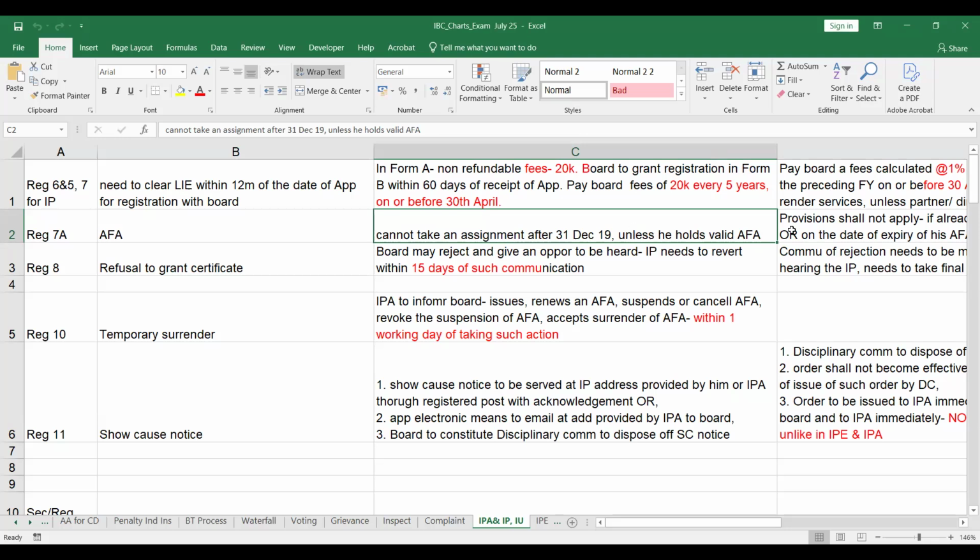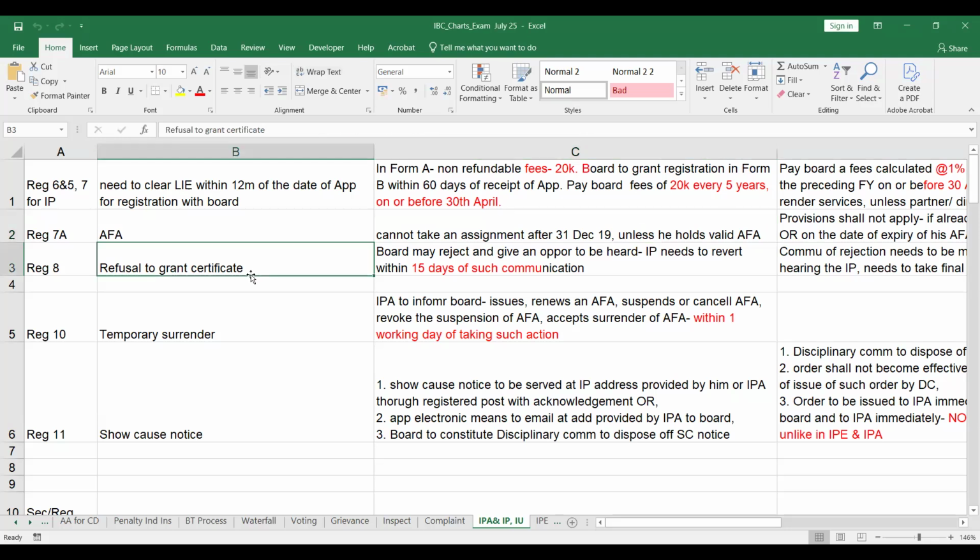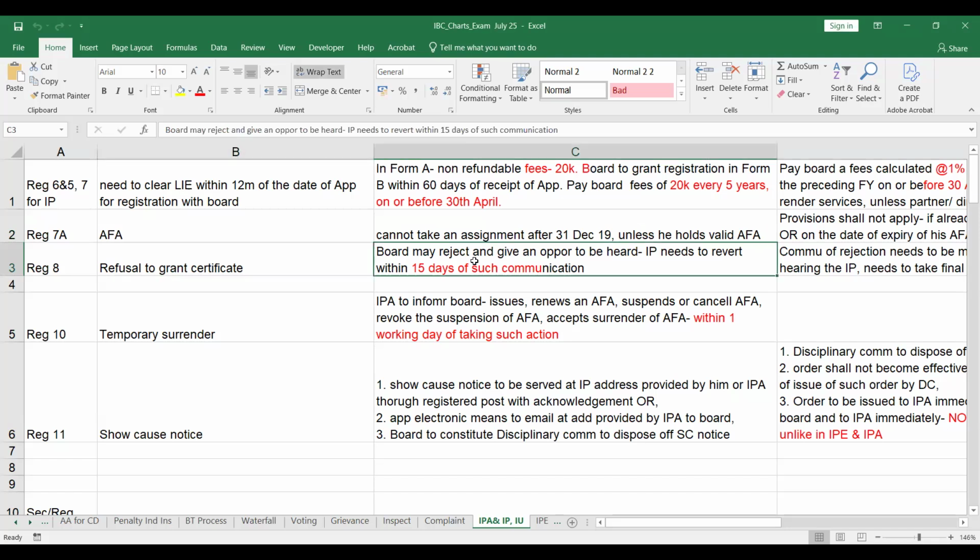Now, refusal to grant the certificate. The board may reject and give an opportunity to be heard, and the IP needs to revert within 15 days of such communication. And then within another 30 days, the board will either grant or reject the certificate of registration.